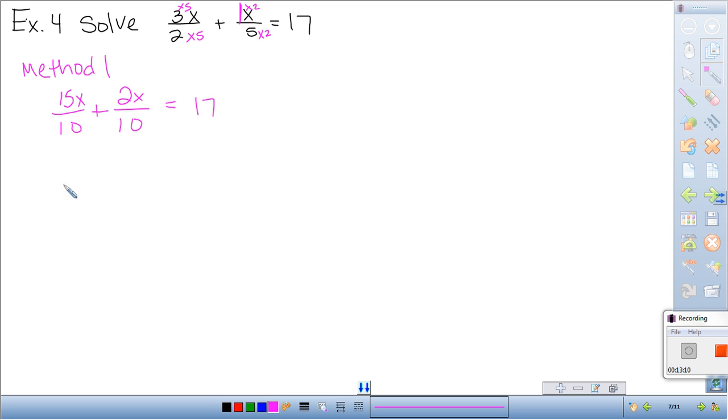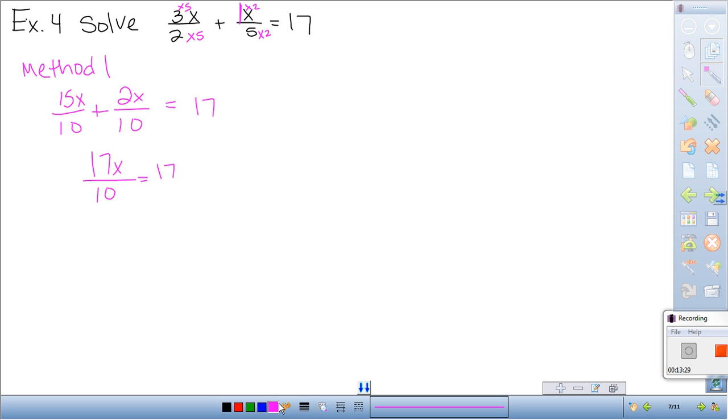And now we can add our fractions together. 15x tenths plus 2x tenths. 15x plus 2x, remember, just add the numerators, keep the denominator the same. 15x plus 2x is 17x, divided by, leave your denominator, 10, equals 17. Now we just have a fraction times our variable.